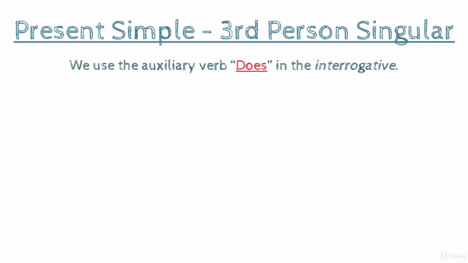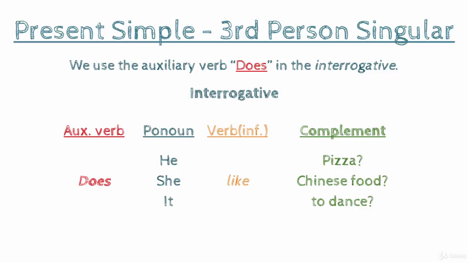And remember, every time we have a question, an interrogative sentence, it's necessary to use the auxiliary verb does. Let's take a look at some examples. Does he like pizza? Does she like pizza? Does it like to dance?